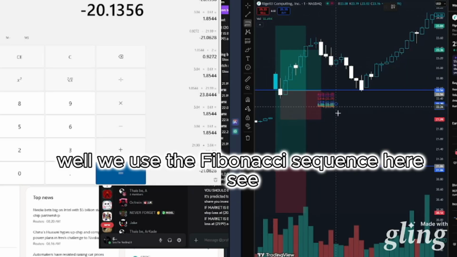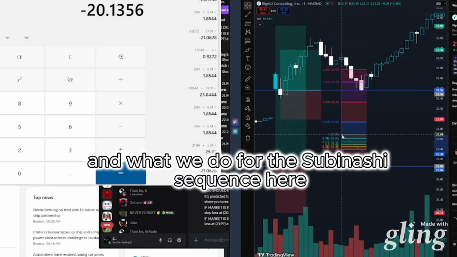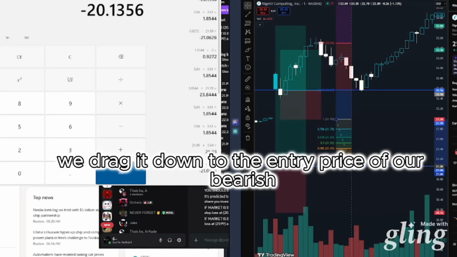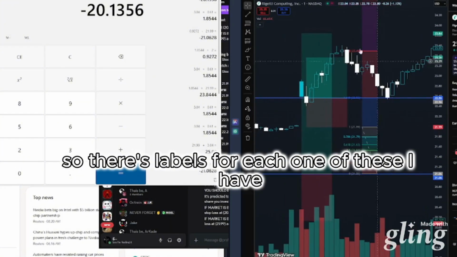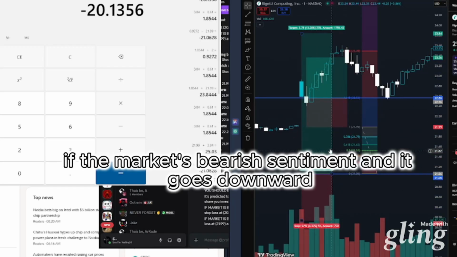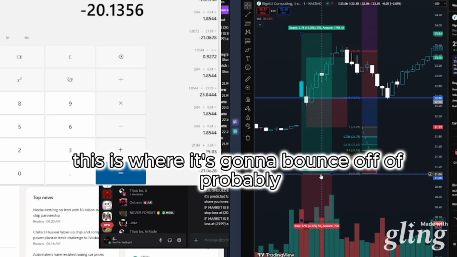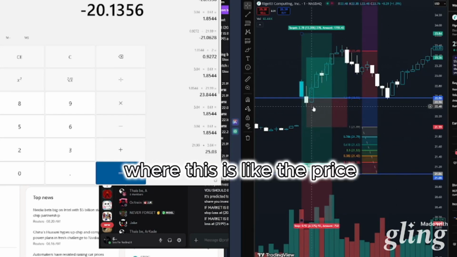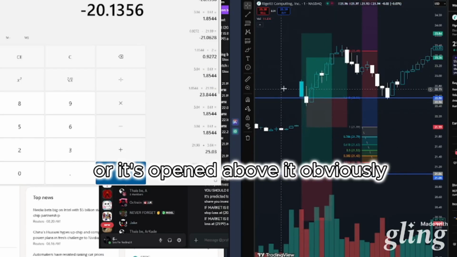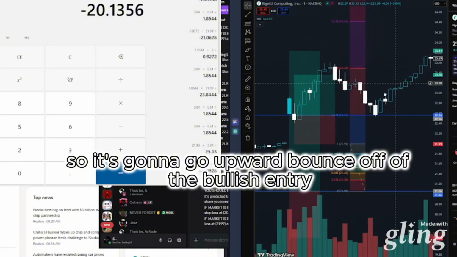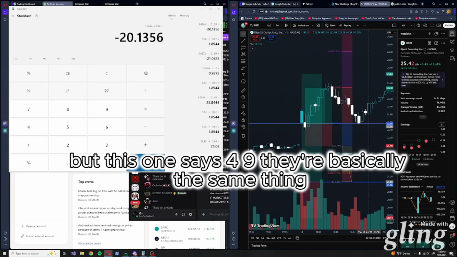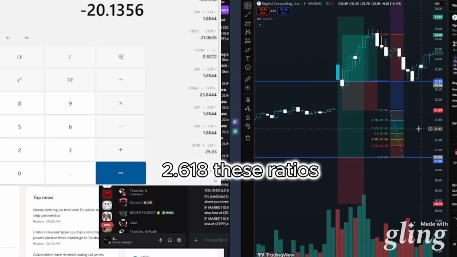Well, we use the Fibonacci sequence here. What we do for this Fibonacci sequence is we take the entry price, 21.99, and drag it down to the entry price of our bearish. There are labels for each one of these. This is the bearish entry. So if the market has bearish sentiment and goes downward, this is where it's probably going to bounce off. And if the market is bullish and goes upward, or it opens above it, it's going to bounce off the bullish entry. The calculator said 4.8, but this one says 4.9. They're basically the same thing. 2.618, these ratios, as you can see here.